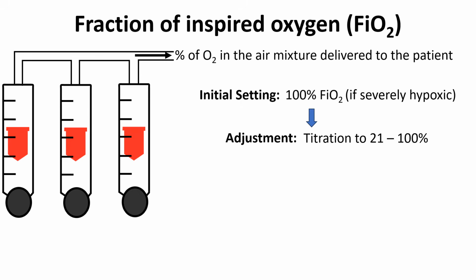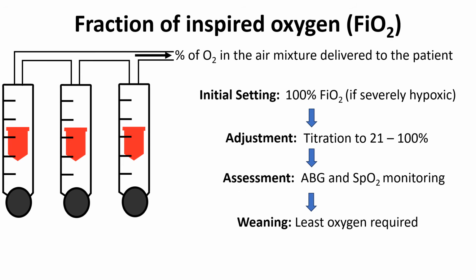FiO₂ can be adjusted between 21%, equivalent to room air, and 100%, depending on the patient's needs. The goal is to use the minimum FiO₂ necessary to achieve target oxygenation levels. Continuous assessment of arterial blood gases and oxygen saturation is essential to guide FiO₂ adjustments, ensuring sufficient oxygenation while avoiding hyperoxia. As the patient's respiratory status improves, FiO₂ should be titrated down to maintain adequate oxygenation with the least supplemental oxygen required.